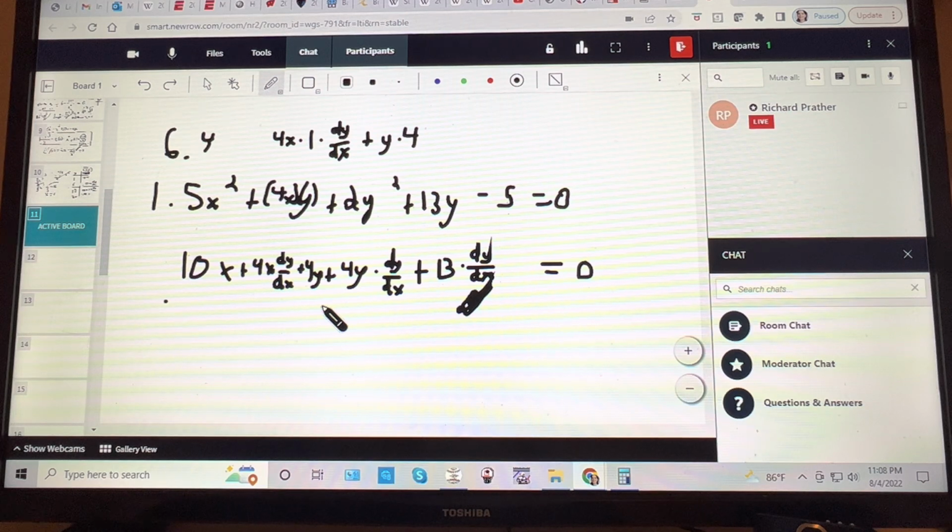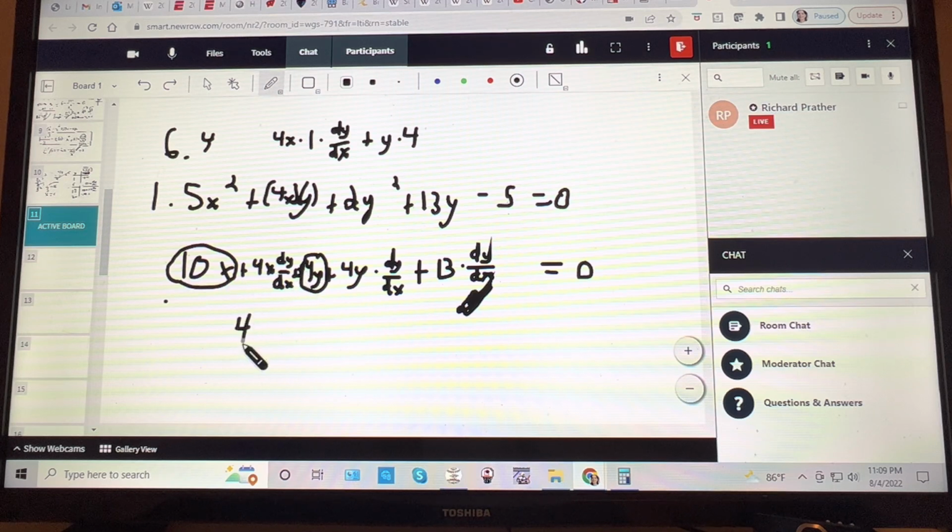Okay, so we've got 1, 2, 3, plus here, 4, 5 total terms here. Any term that has dy over dx, there's 3 of them, they need to stay on one side of the equation, and all the stuff that doesn't have dy over dx goes to the other side. So that's why I circled those 2.